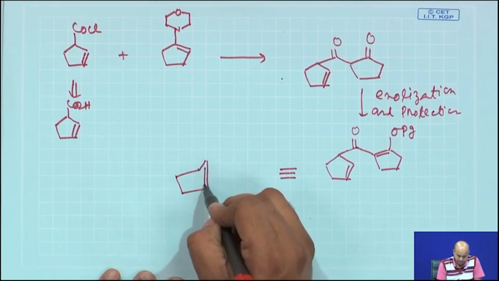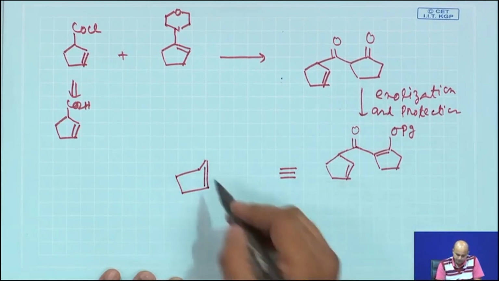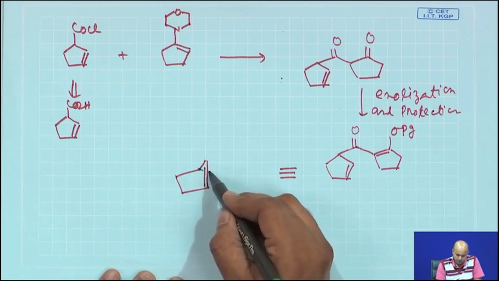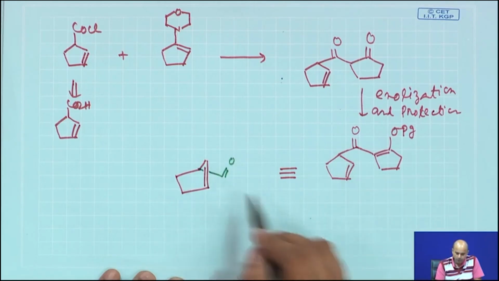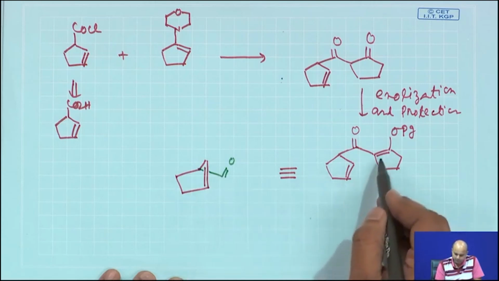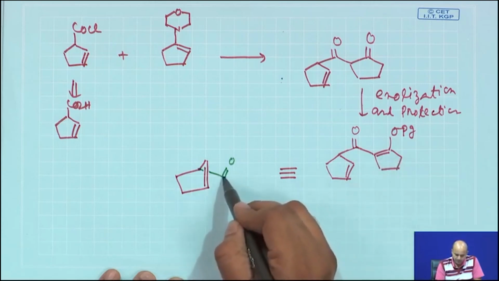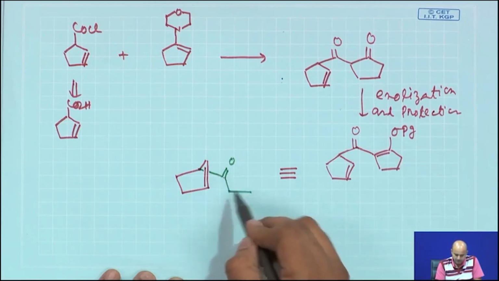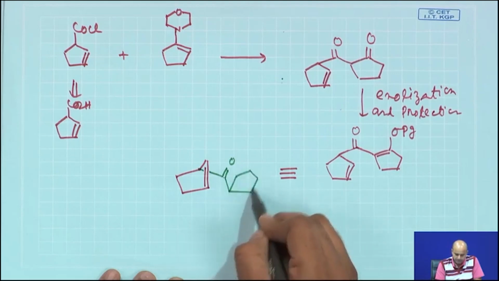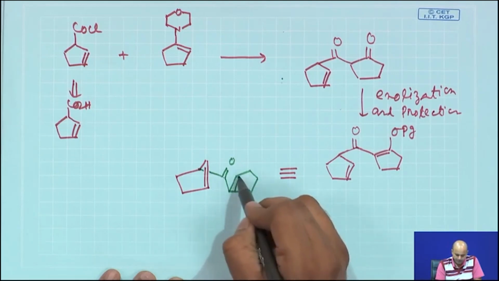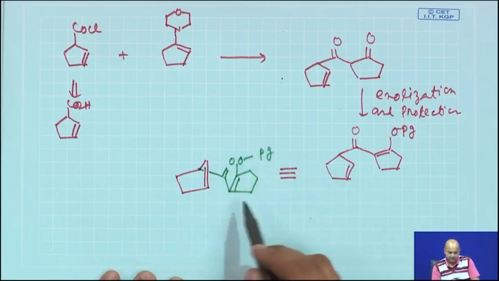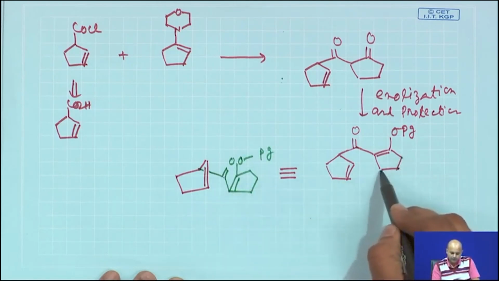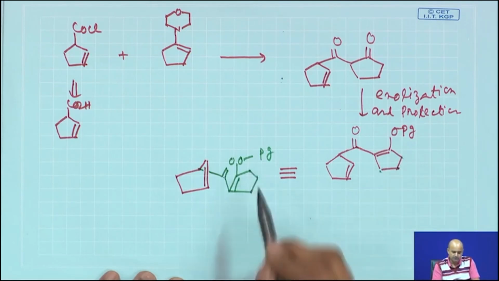This is your one part, this is your this part, then you try to squeeze the bond from here, you have your CO, then this entire part which basically gives this cyclopentane thing which is OPG. Is it now clear? The 3CH2 remains here, 3CH2 remains here.